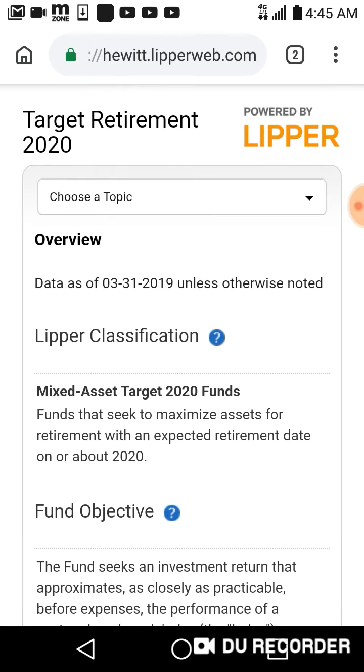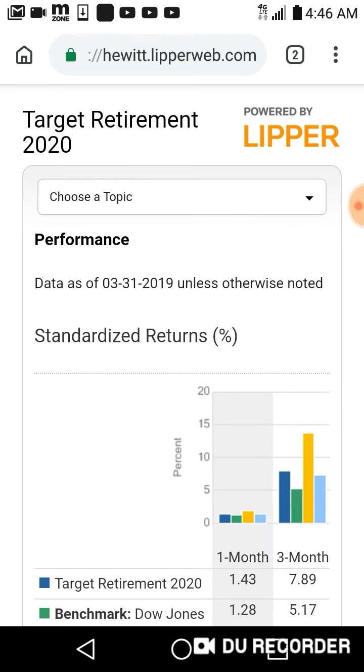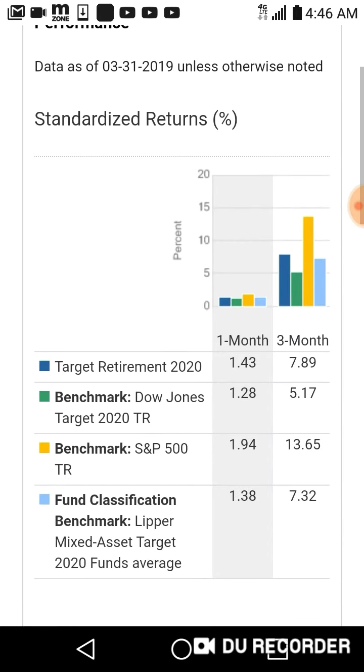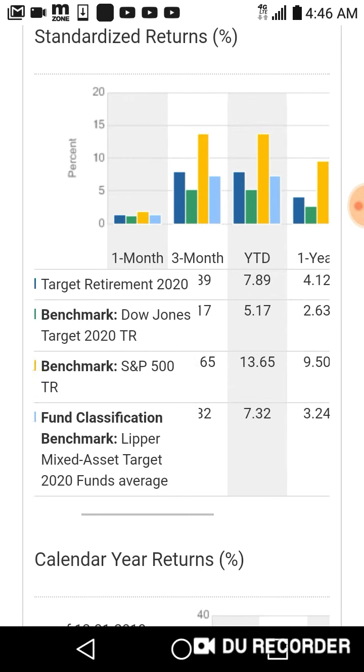Let's choose the topic here. Performance. On the performance page, as of 3/31/2019, it tells you how it's done versus the other benchmarks. So you see the 2020 target date at the top. You see the Dow Jones 2020 target date. You see the global target date, which is the S&P 500. So you can see how the 2020 target date performs versus these funds.